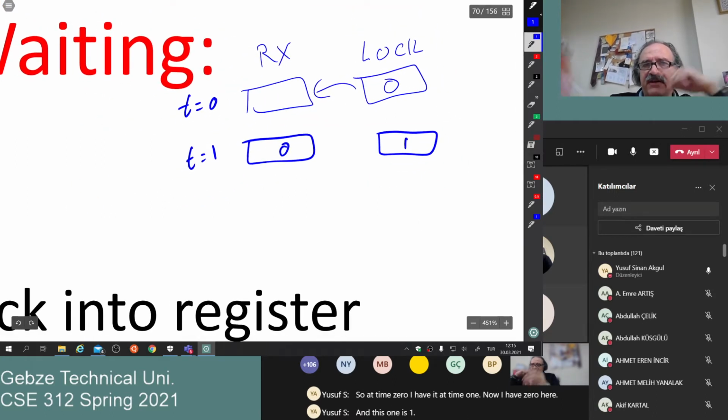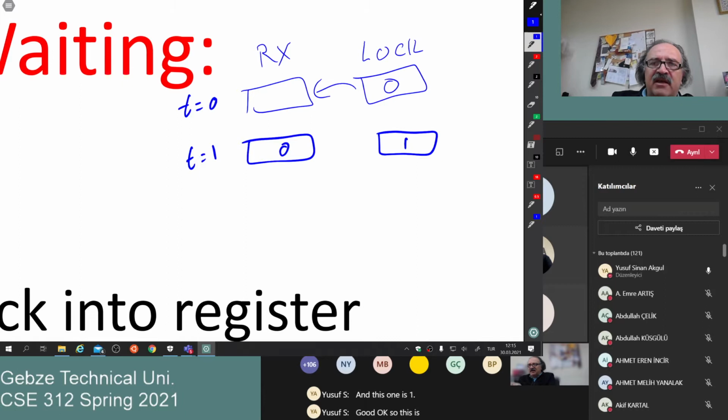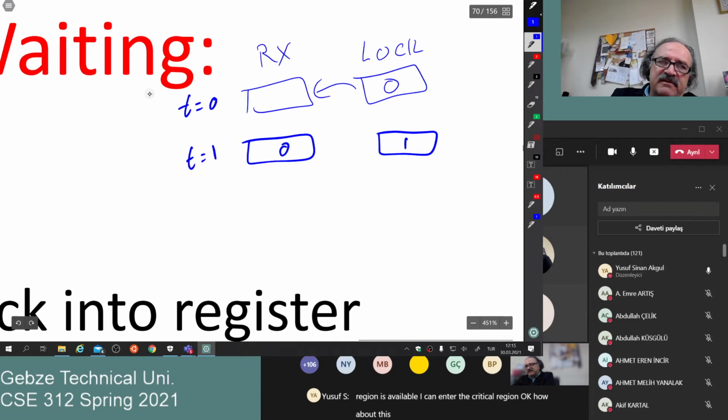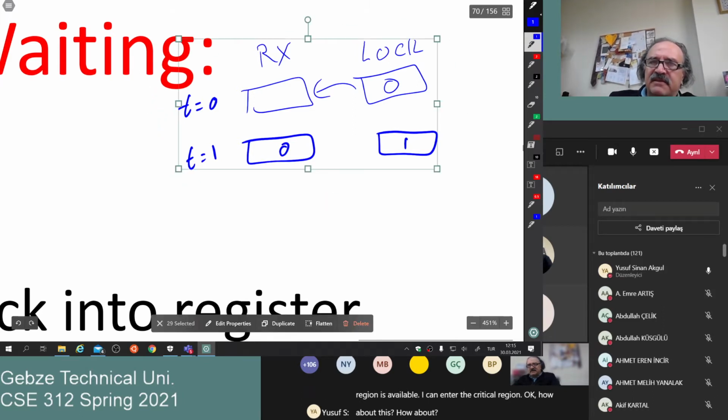Good. Okay, so this is one case. How about the other case? What does it mean that lock is 0? Lock 0 means that the critical region is available. I can enter the critical region. Okay, how about this?